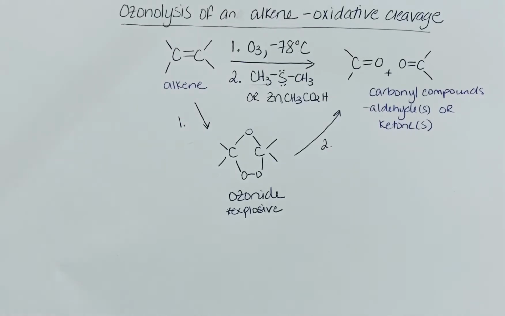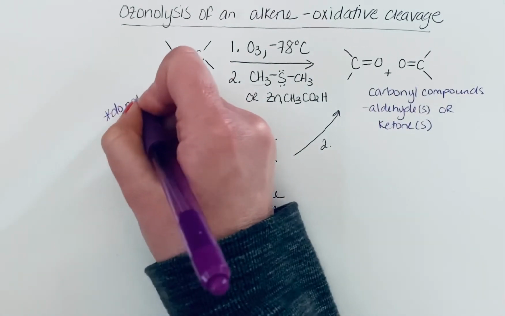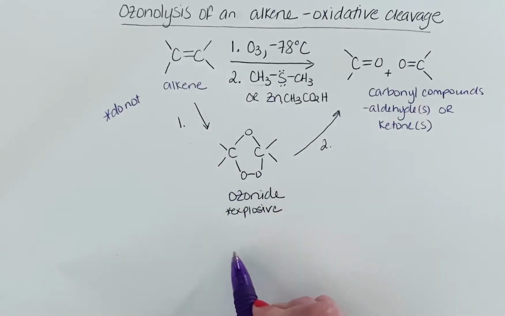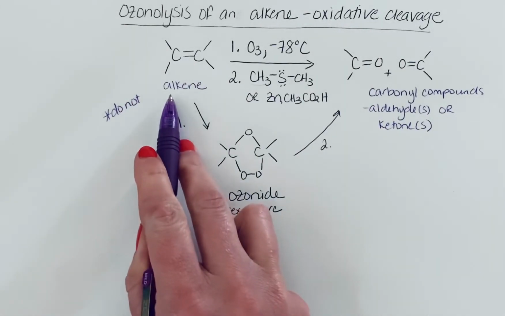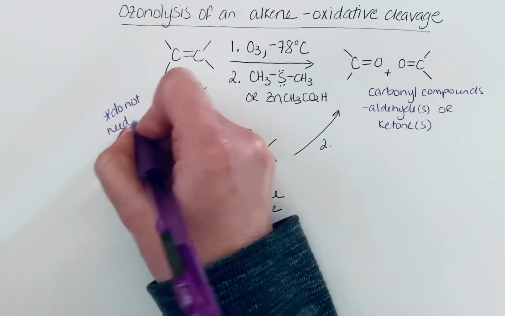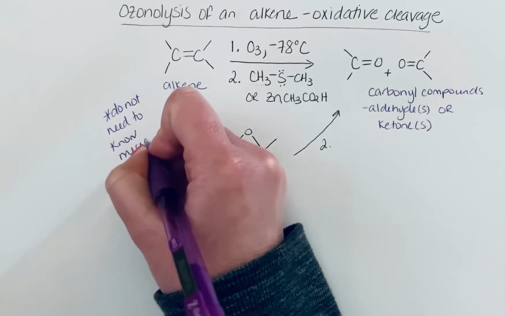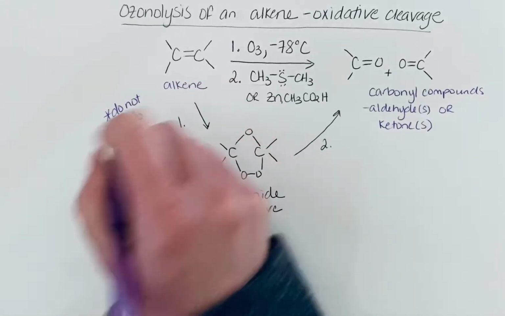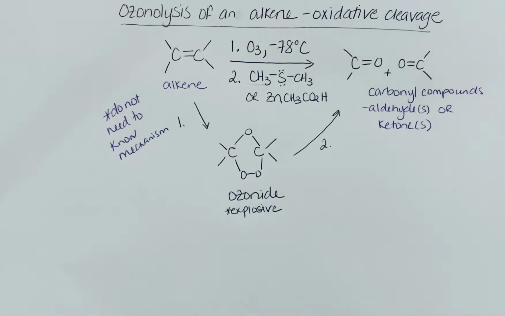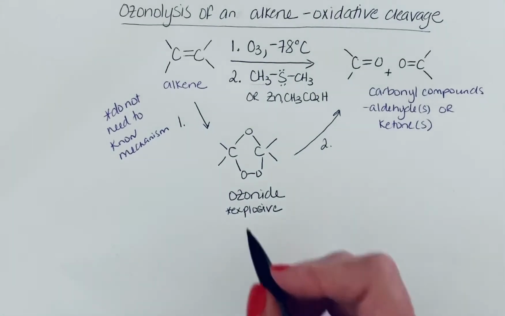So you do not need to know the mechanism for this reaction. And you don't actually need to know the structure of that ozonide either. You just need to be able to go from the alkene to the carbonyl products. So do not need to know the mechanism. Okay. So the easiest way to predict the product of an ozonolysis is to solve the reaction using a pencil.